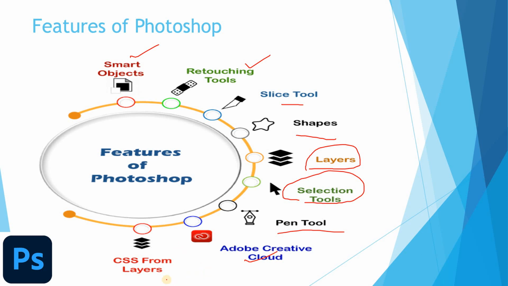And the last one is CSS from layers. It is another feature which allows us to generate the CSS code for specific design elements. For example, if we have drawn a rounded corner rectangle on a layer and we want the CSS code for this rectangle, by just clicking some options or by making a right click on it, we can get the code for CSS. So these are some various features of Photoshop. We will discuss these tools in detail in next sessions.